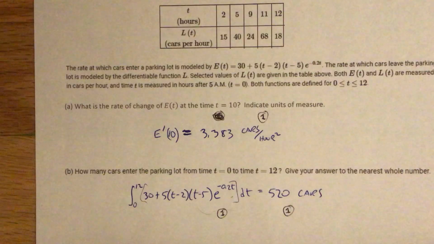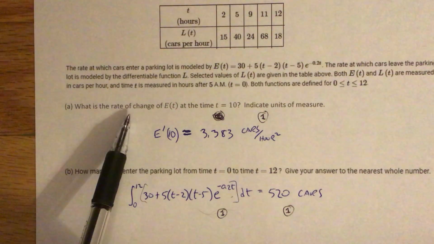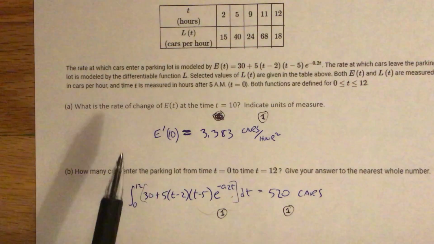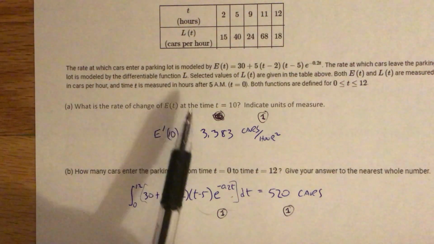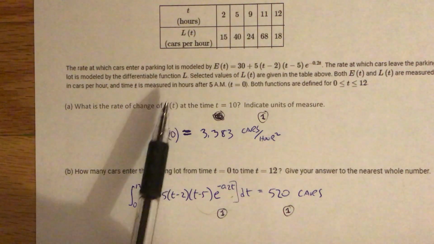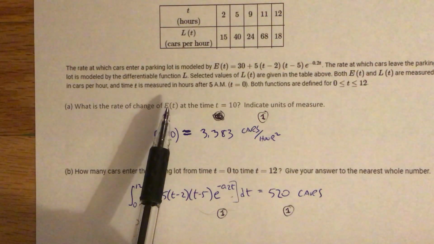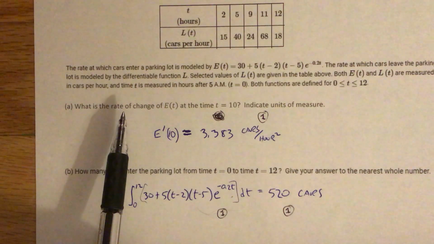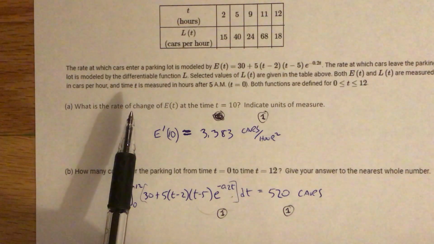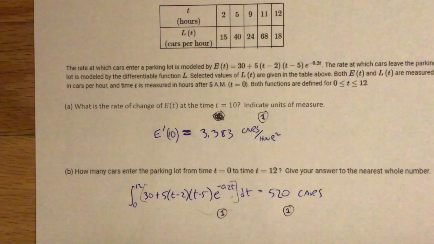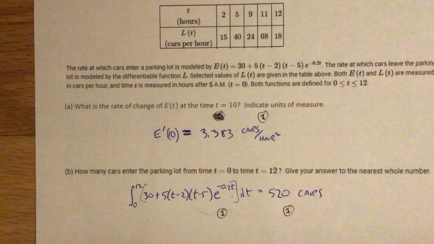Now, what are the units? We have to be careful here, because you might think, oh, the rate of change, that must be cars per hour. But realize it's the rate of change of the rate of change. E of t is already cars per hour. So this is the change in cars per hour, per each hour. So if cars per hour is itself changing per hour, you're doing cars per hour per hour, better written as cars per hour squared. So those are the units of measure.